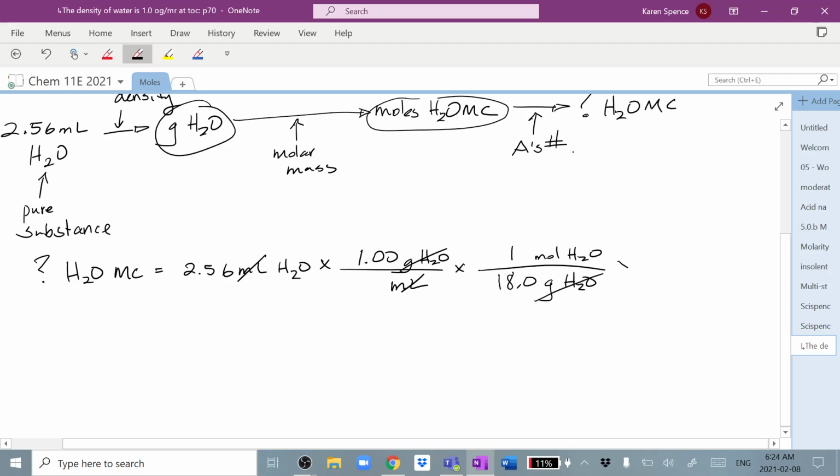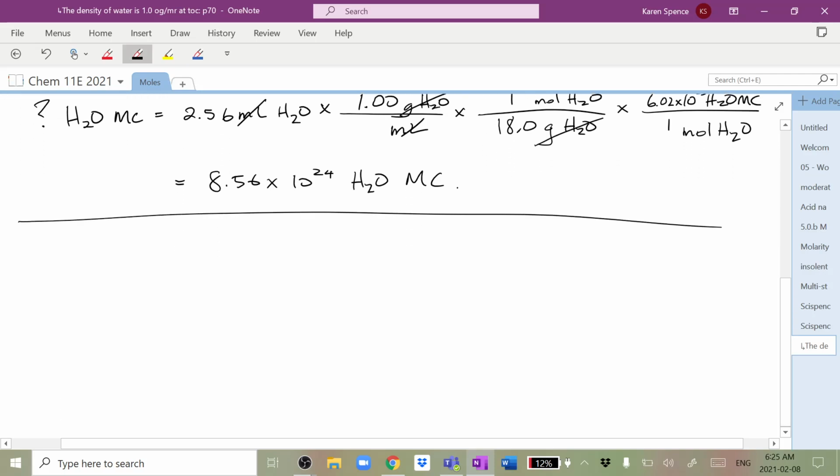All right. And now, finally, we need to go from moles of water, cancel moles of water, and we need to find the number of water molecules. So we have 6.02 times 10 to the 23 water molecules per 1 mole. Do that calculation and we get 8.56 times 10 to the 24 water molecules. So that is a slightly more complicated example.